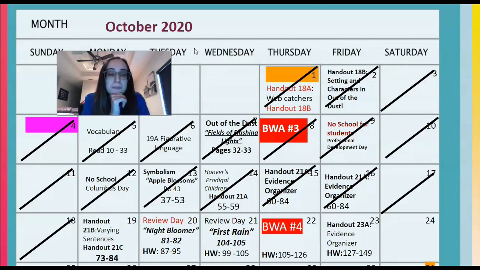For homework, this was homework over the weekend, but just in case you forgot to do it, I do need my students to make sure that they read pages 73 through 84 of Out of the Dust. These were pages we should have read Friday. Okay, so we should have read them over the weekend. We should already have that knowledge of what is happening in the book in our head. So make sure if you did not complete those pages over the weekend that you do that, okay?